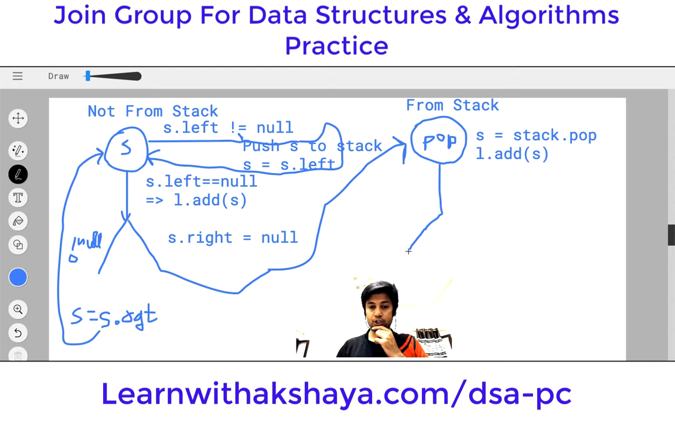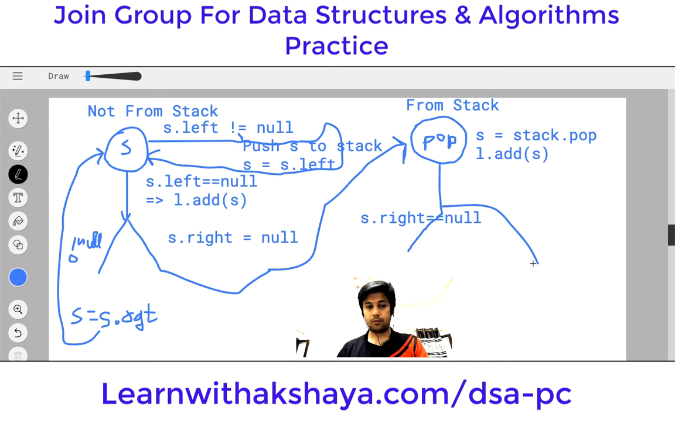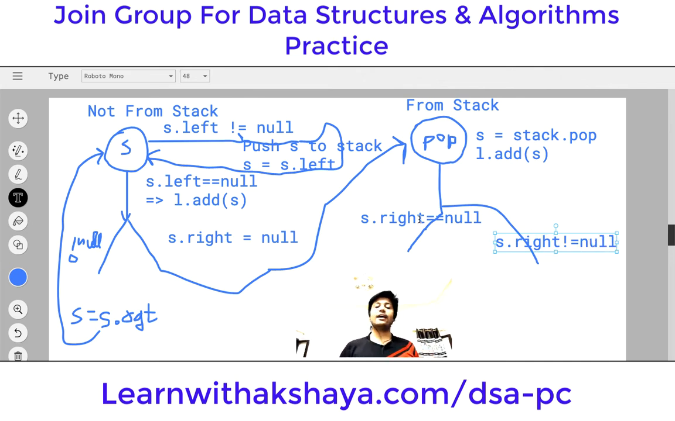There will be two conditions. One, which says s.right is equal to null, right? And the second condition would be s.right is not equal to null. Okay, let's say if s.right is equal to null.